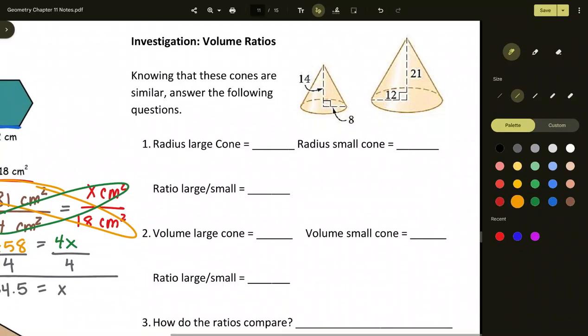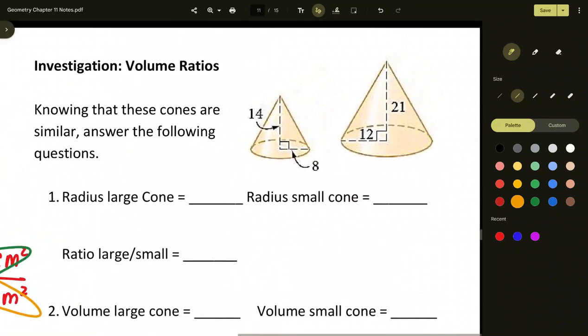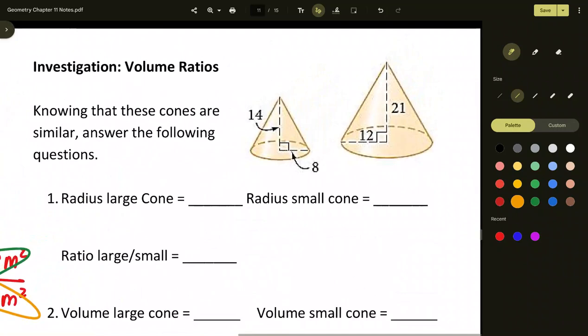All right, today's lesson is a continuation of similar figures, but this time we're going to be looking at section 11.6, proportions related to volumes of similar figures. So here we have two cones, and we are going to, again, assume that these cones are similar. It says right here, knowing that these cones are similar. We're going to look at their radius lengths compared to their volume measurements, and we're going to see how those compare as a proportion or similar figure ratios.